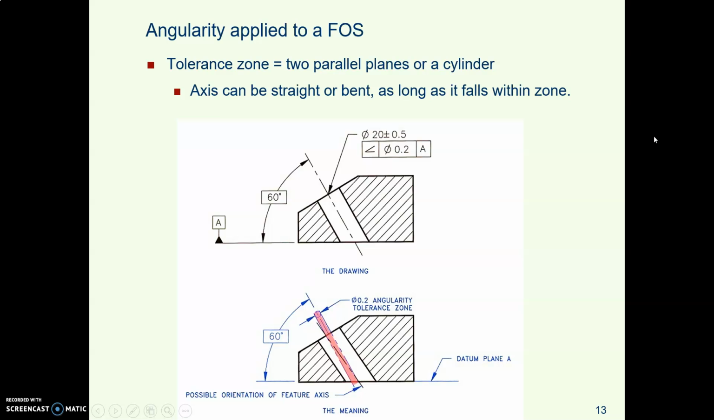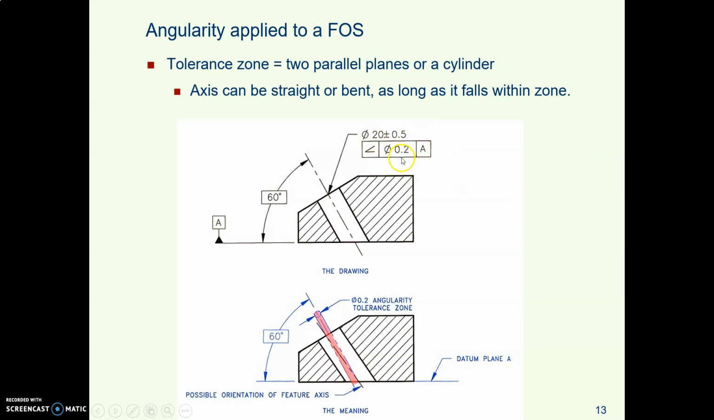You can also apply angularity to the center axis of a hole, as we were mentioning. So that's a feature of size. You are talking about the axis of the feature of size. That means your feature control frame, with the tolerance in it, has to be connected to the feature of size dimension somehow. Here they have stuck it right under the feature of size dimension.